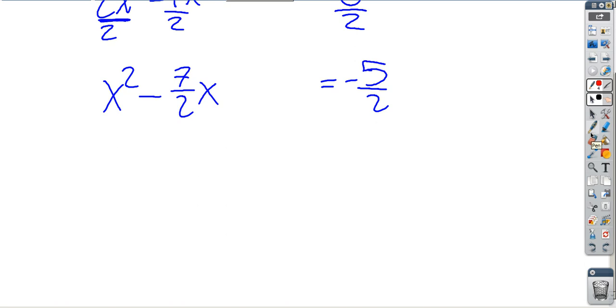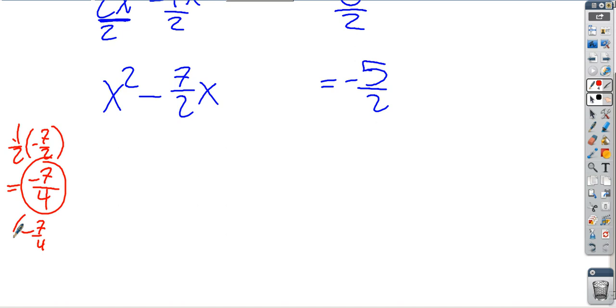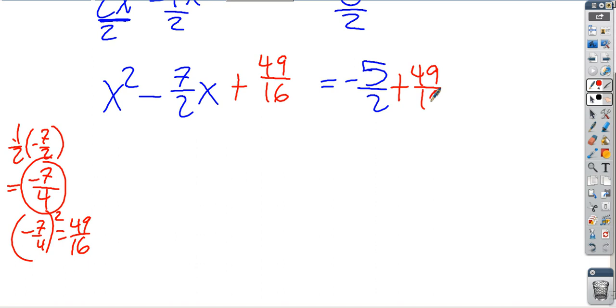So we need to take half of negative 7 over 2. 1 half times negative 7 over 2. 1 times negative 7 is negative 7. 2 times 2 is 4. So this is the number that we're going to use, and we have to square that. So negative 7 over 4 squared. Negative 7 squared is 49, and 4 squared is 16. So that's what I need to add here, and that's what I need to add right here.